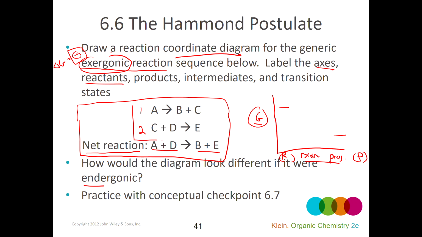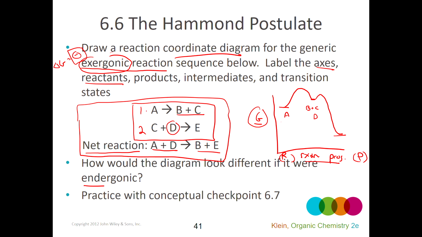But notice the mechanism. The mechanism shows me that A is reacting first. So A has to be colliding with enough energy to produce B and C. Once that occurs, that's an intermediate. And then the other reactant D will come in and collide with C, and that collision will also produce a moment where the electrons are not in proper orbitals, and then that will give me the products.